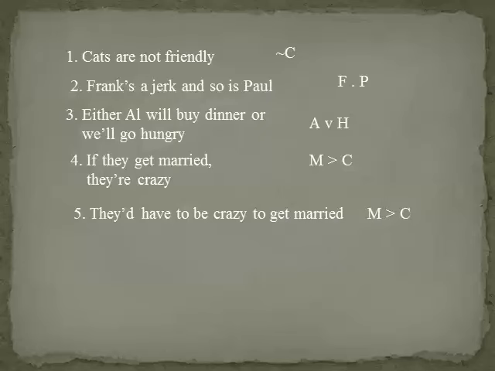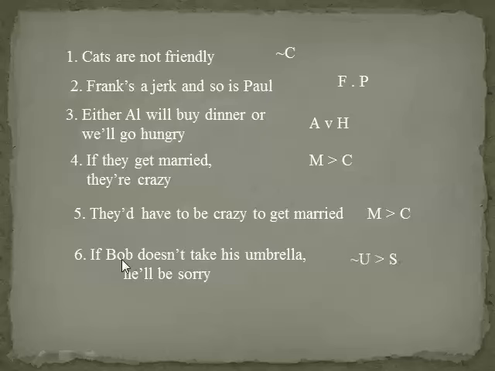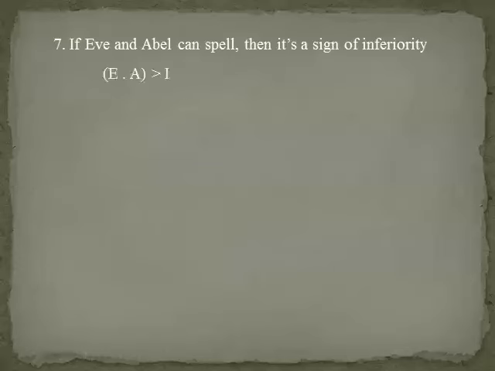Notice that these are two different ways to say the same thing. They'd have to be crazy to get married. That means being crazy would be a necessary condition for them to get married. If they get married, then they're crazy. This requires a tilde. Bob doesn't take his umbrella. If you overlook that tilde, you're overlooking an important piece of the structure. It's negative. Here we have a conjunction as the antecedent. And E stands for Eve can spell, and A stands for Abel can spell.